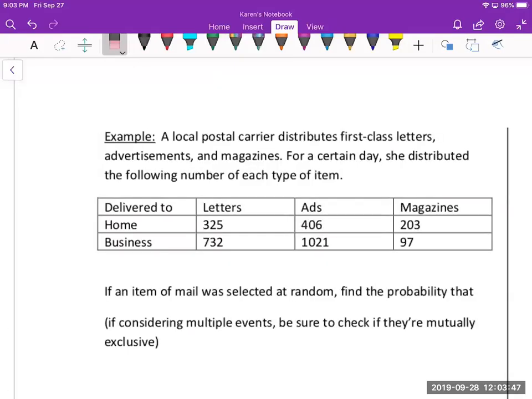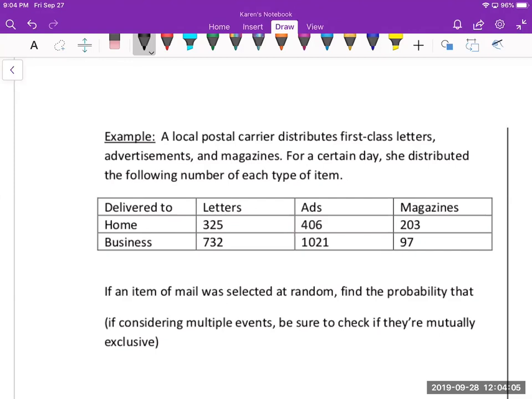All right, here's an example that involves a contingency table. A postal carrier is delivering some mail. We've got letters, ads, and magazines, and we've got pieces of mail that are sent to homes and businesses. And this is the data that's collected for a certain day of mail delivery.